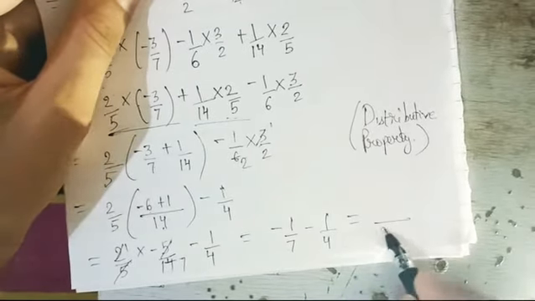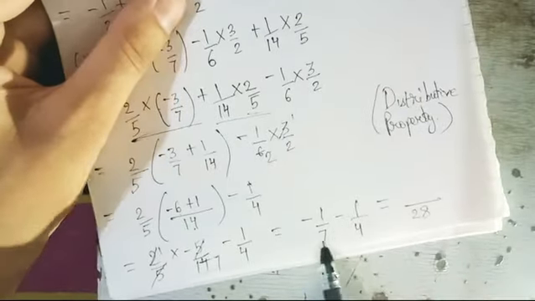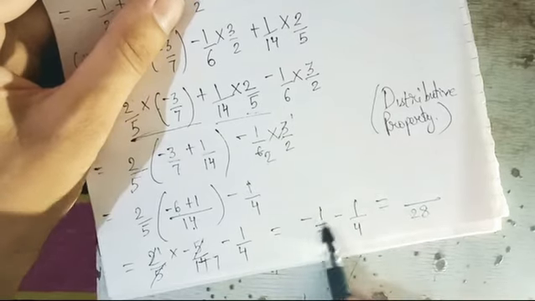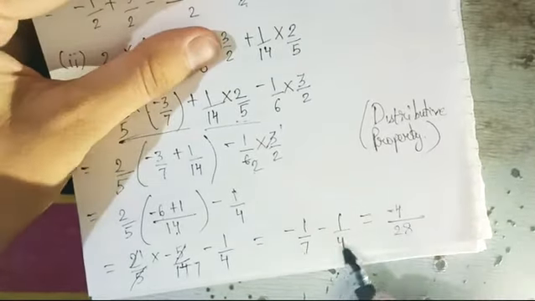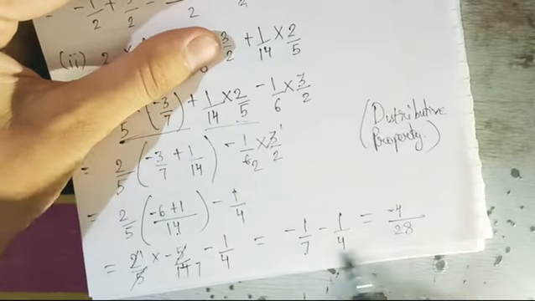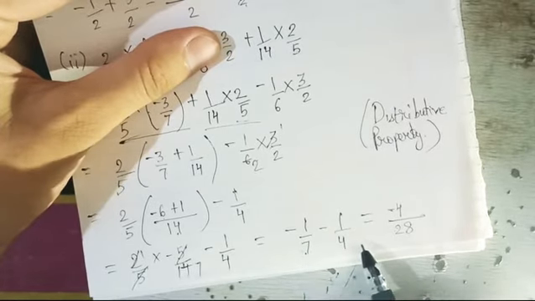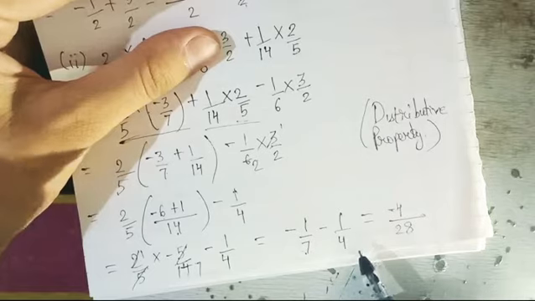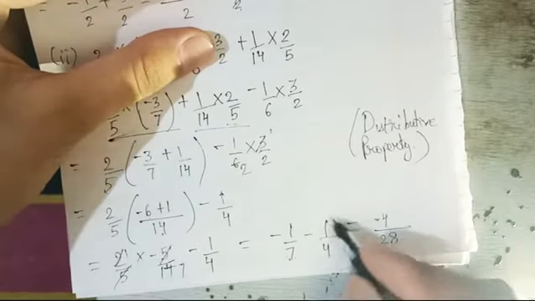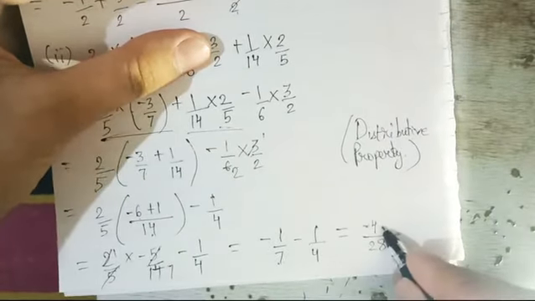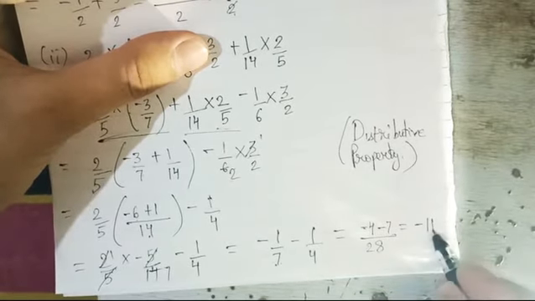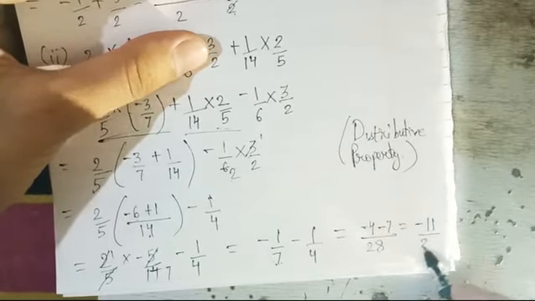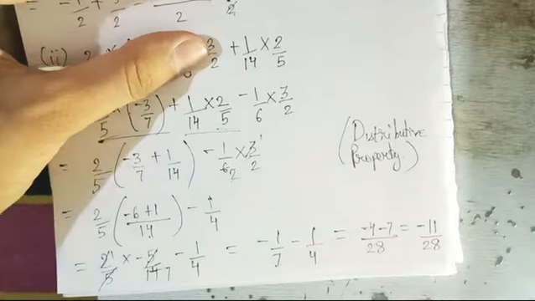7 4s are 28. Okay, 7 will divide 28 4 times, so 4 will be multiplied with this 1, it will become minus 4. 4 will divide 28 7 times, so 7 will multiply with the numerator, so here minus 7. So minus 4 minus 7 is what? Minus 11 whole upon 28, and that will be the answer.